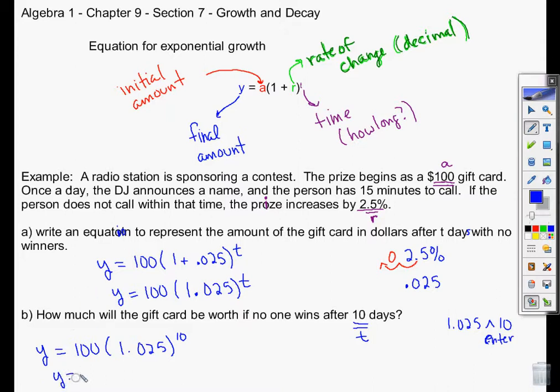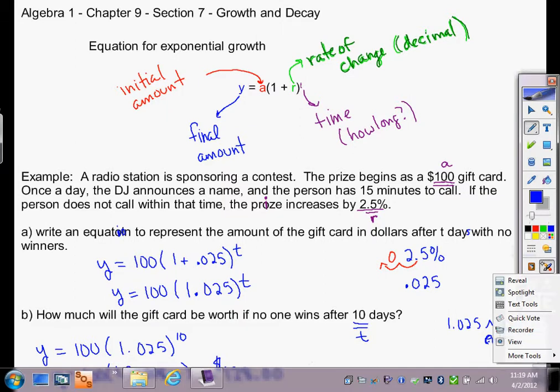So what you'll get, I got 1.28008. Yeah, I'm just going to put that in. And then you multiply that times 100 and you get 128.008, but we're just going to round it to the nearest dollar because we're talking about a gift card, so it would be worth $128 at that point.